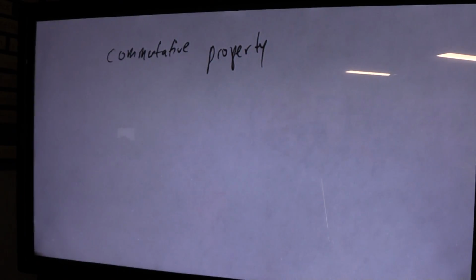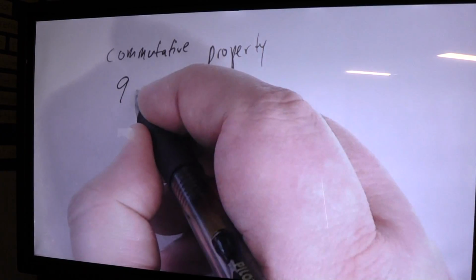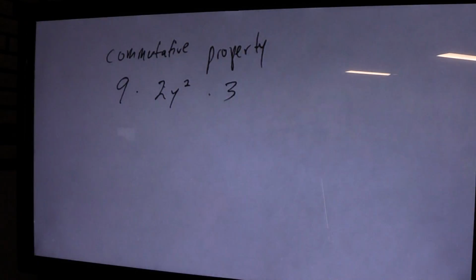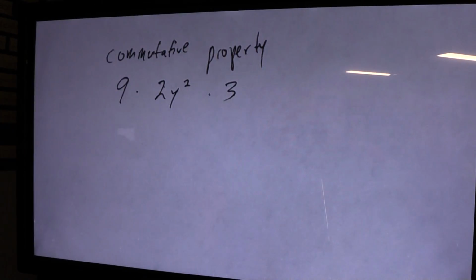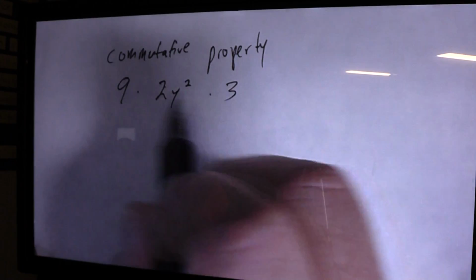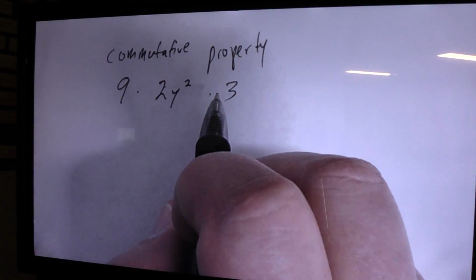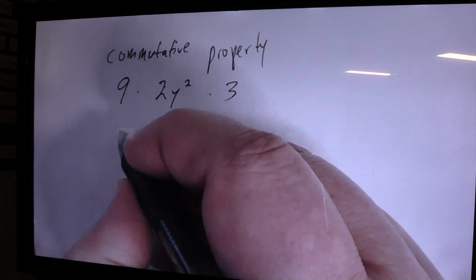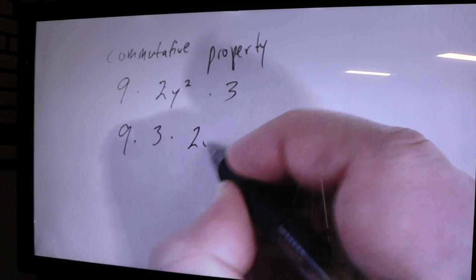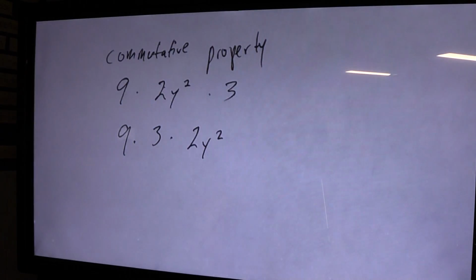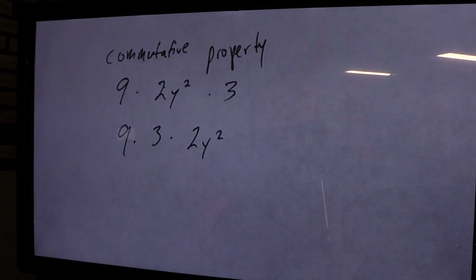So, let's look at an example. Let's say we have 9 times 2y squared times 3. If I want to, I can move those around and solve that problem perhaps quicker. Usually I mentally move them around. I would look at the 9 and say 9 times 3. Mentally I would do that, but you can also rewrite it, using the commutative property to move it around, and write it in that arrangement on your paper.